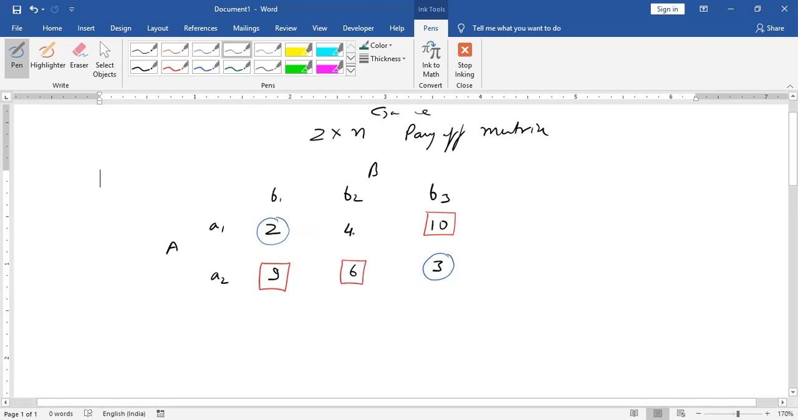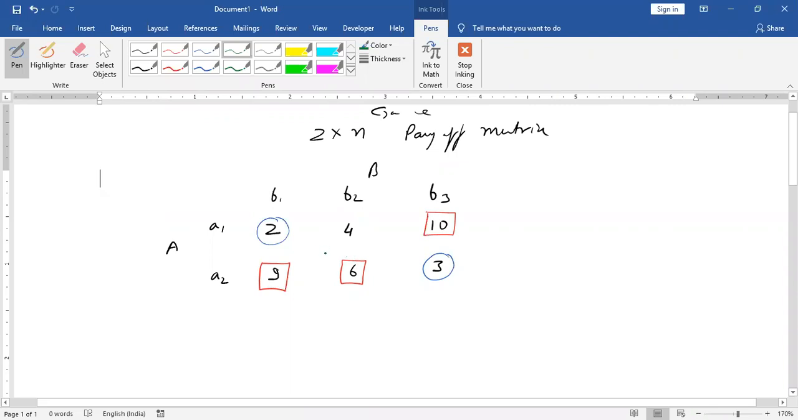Comparing 2 and 4, 4 is greater, but for 9 and 6, 9 is greater. So we cannot dominate any column between B1 and B2. Now we apply the law of dominance to B1 and B3. For 2 and 10, 10 is greater, and for 9 and 3, 9 is greater. So that is not possible. For B2 and B3, 4 and 10, 10 is greater, and 6 and 3, 6 is greater. So the law of dominance is not applied in this case.